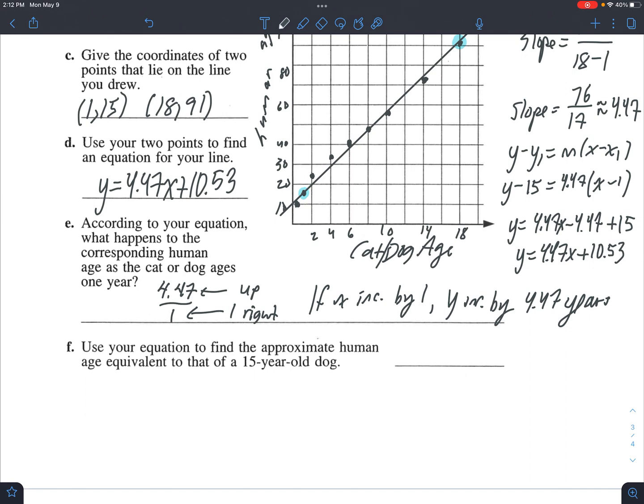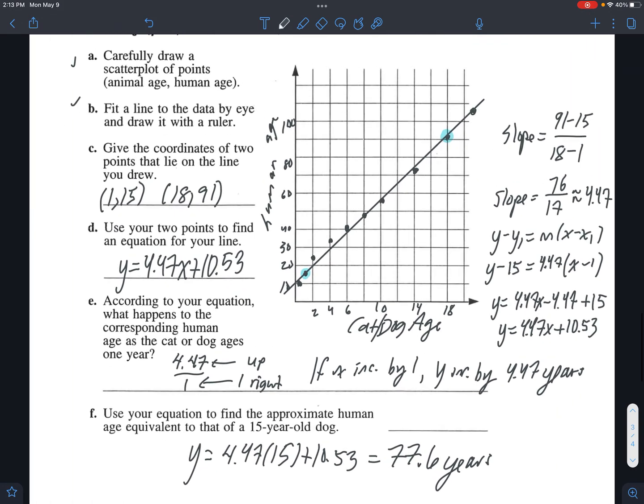Use your equation to find the approximate human age equivalent to that of a 15-year-old dog. So just like the ones we've done, the dog age is an x value, so we just toss that in there for x, and then we will just calculate that. So I got 77.6 years. Okay?